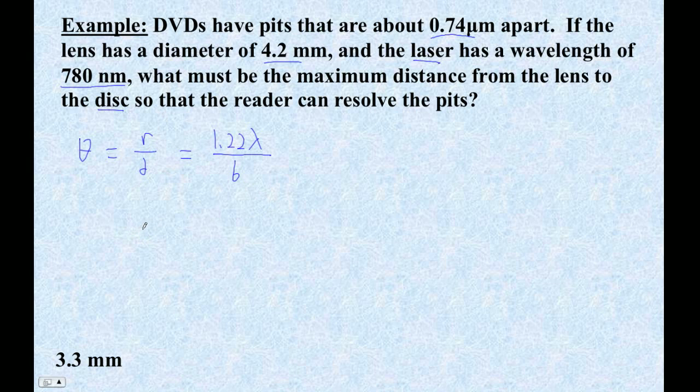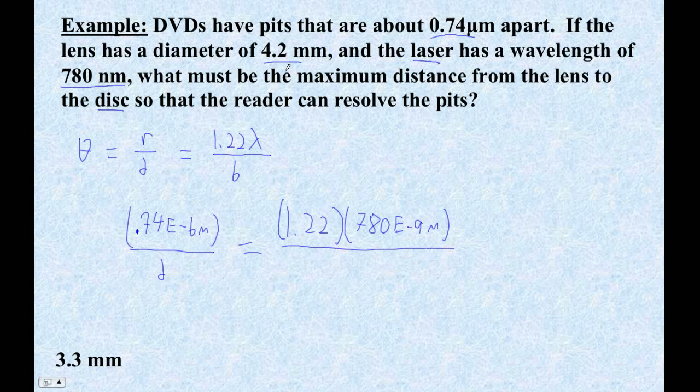So let's plug in our numbers here. r is the distance apart, so 0.74e-6 meters, divided by d, which is what we don't know, is equal to 1.22 times lambda, which is 780 nanometers, divided by our aperture, 4.2 millimeters, so 4.2. I'm putting everything in meters because that's easy.